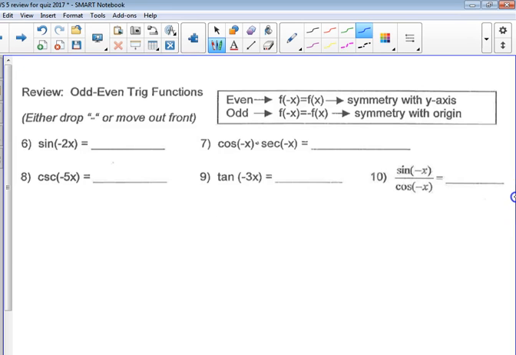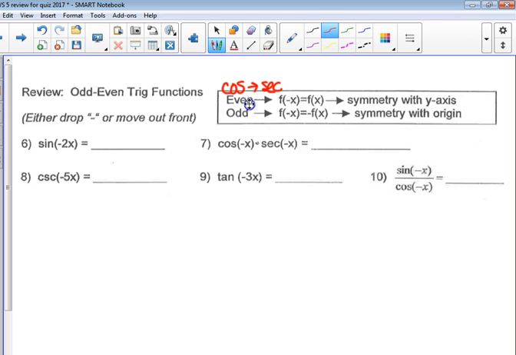All right, this section is not on the quiz, so we're just going to review this quickly because then you'll have it done for the homework check. Sound like a plan? Okay. Which are the even functions that have y-axis symmetry? And its reciprocal, which is, okay.